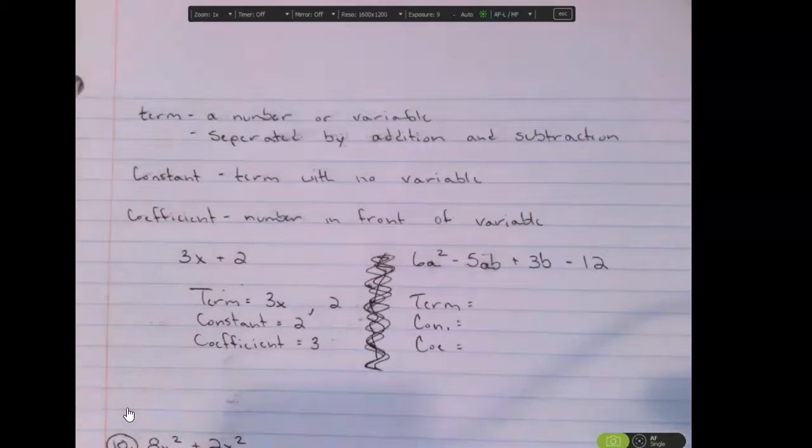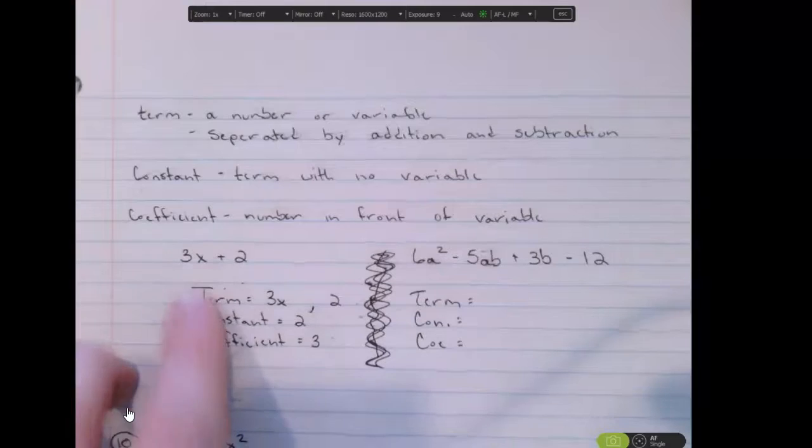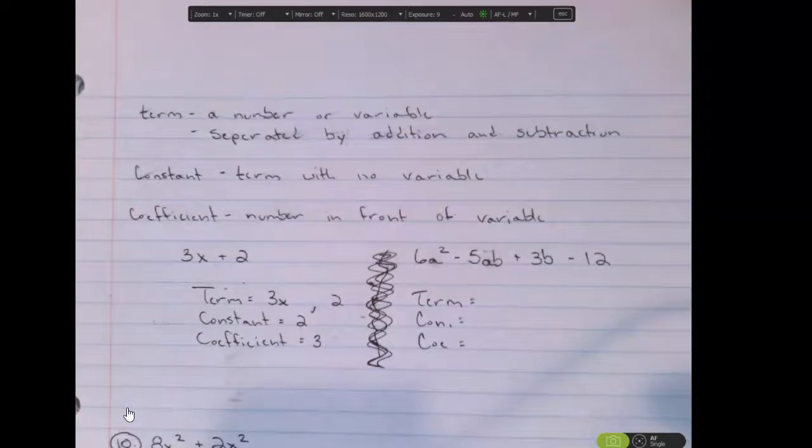And then last but not least, I have my coefficient. And that is the number that's in front of a variable. Variables are always going to be your letters. 3 is in front of x. So 3 is going to be my coefficient. Now, I made a more complicated one on the right.